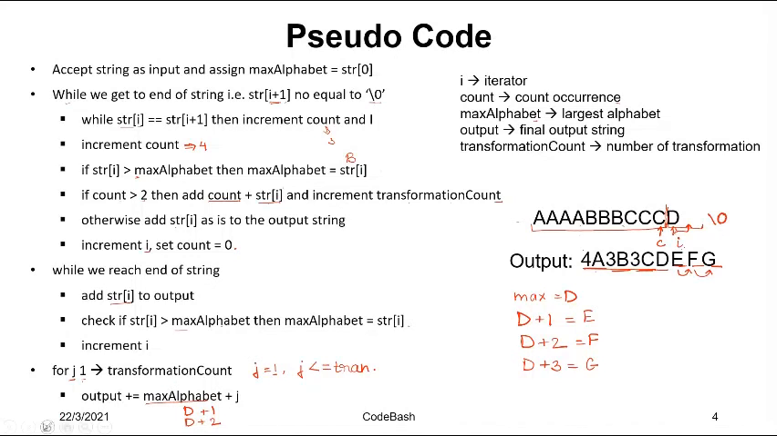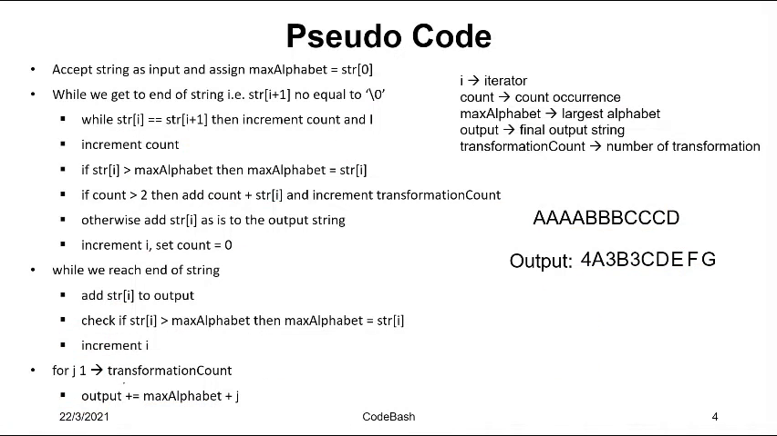So yeah, basically this was the whole logic behind it, and I know this wasn't a very easy problem to solve. So if you did solve it in the competition, kudos to you guys. And if you did not understand it, I would urge you to go through this again, and I will just revise it once more. So we start with getting the string as an input and assigning our max alphabet to our first character in the string.